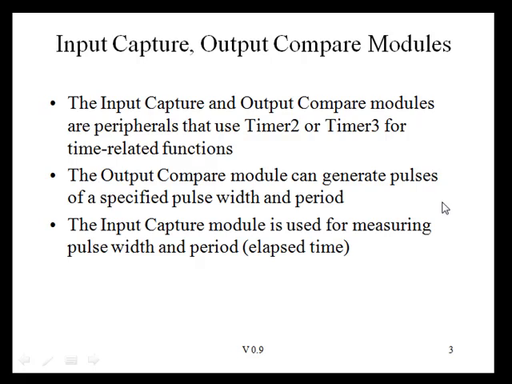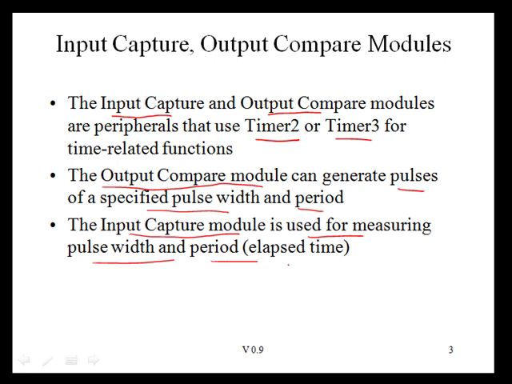Up to this point, we've used PIC24 timers for generating periodic interrupts. Let's examine some other applications for timers. The input capture and output compare modules are peripherals that use timer 2 or timer 3 for time-related functions. The output compare module can generate pulses of a specific pulse width and period. The input capture module is used for measuring pulse width and period.